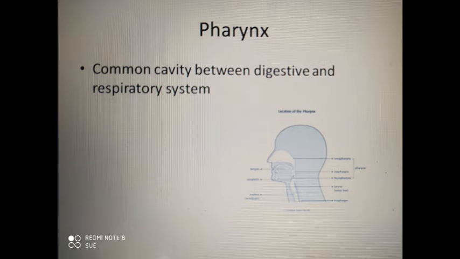Pharynx is number two, and it is a common cavity between the digestive and respiratory systems. The difference is that the pharynx in the digestive system leads to the esophagus, but the pharynx in the respiratory system leads to the trachea. And here we can find a common question in the scientific term. You can find it almost in the exams, and the question is: scientific term, a common cavity between the digestive and respiratory systems, and here the answer will be pharynx.